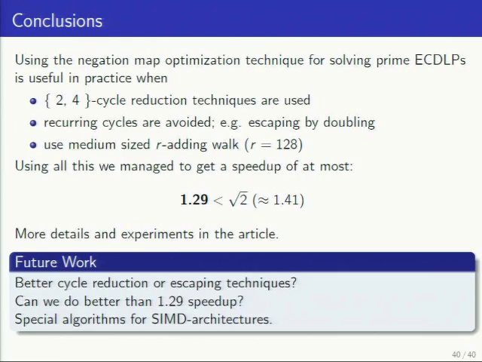So using the negation map optimization for solving ECDLPs in practice, it actually is useful, and you should use it. We didn't use it for our PlayStation calculation, and there are some things to say there as well, because it's a SIMD architecture, which makes things even more complicated. But you should use it. You should make sure you use 2 and 4 cycle reduction techniques, and that recurring cycles are avoided by, for instance, escaping the cycle using duplications and using a medium-sized R-adding walk. We managed to get a speed up of max 1.29, which is unfortunately a bit less than our square root of 2.